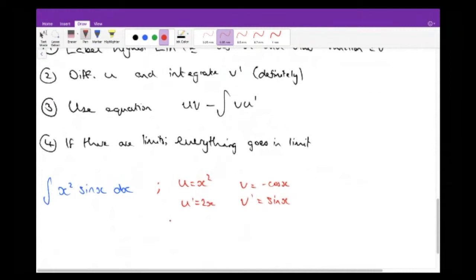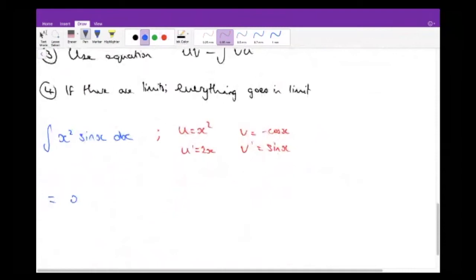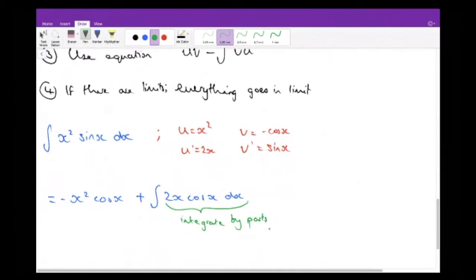We do all of our integrating, that's all good. So we get uv, so x squared times minus cos x, subtract the integral of v u dash. That's going to be minus cos x, so it makes that plus 2x cos x dx. Now this, again, we need to integrate by parts. And as before, this is still algebraic, it's highest up our list, so this is u and this is v dash again. Okay?